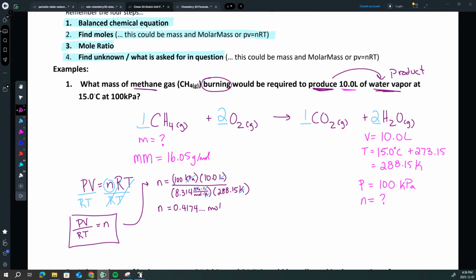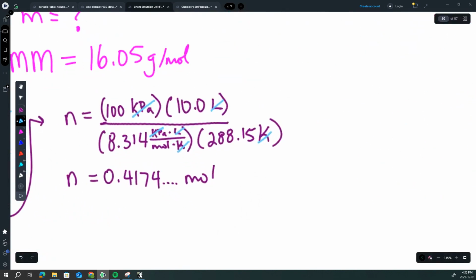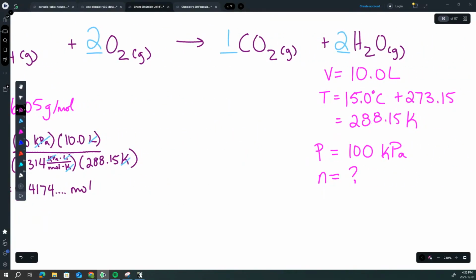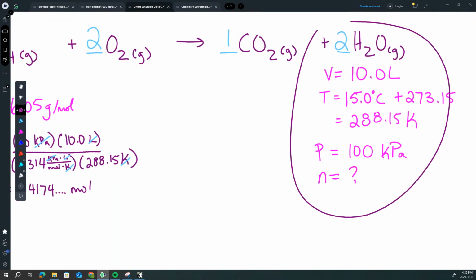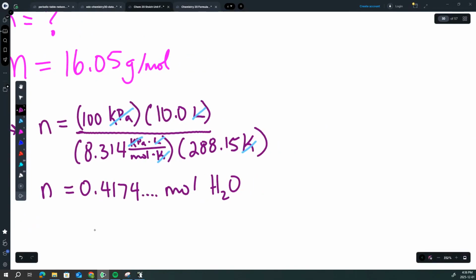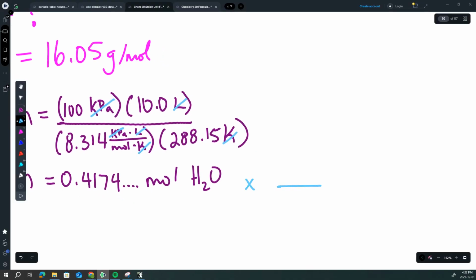Now we're on to step number 3. So I'm going to use a different color to show that this is step number 3, which is the mole ratio. So actually, before I do this, I'm going to say this is moles of, and since all this information came from water vapor, I can say, okay, this is moles of water vapor. Okay, so now we're doing the mole ratio.